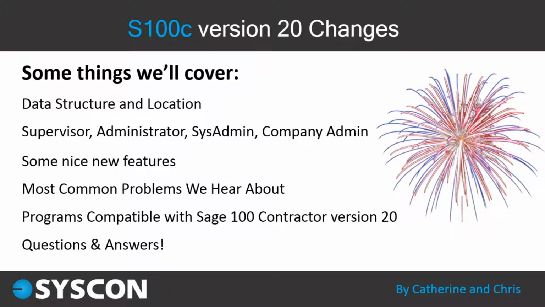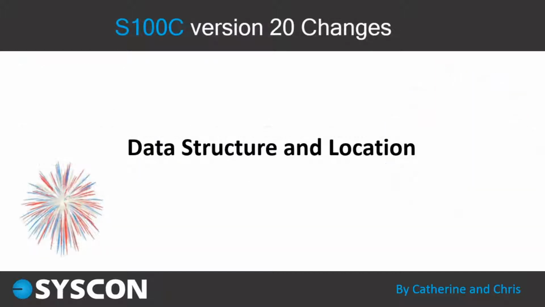There are some nice new features I want to make sure that you guys are aware of, and Chris has a few to share as well. The most common problems we are hearing about, and those are the phone calls over the last couple of weeks, and also the things that we just tend to see the most of. Some programs that are compatible with Sage 100 Contractor version 20, and then we'll open it up for questions and answers. So I'd like to start with the data structure and location.